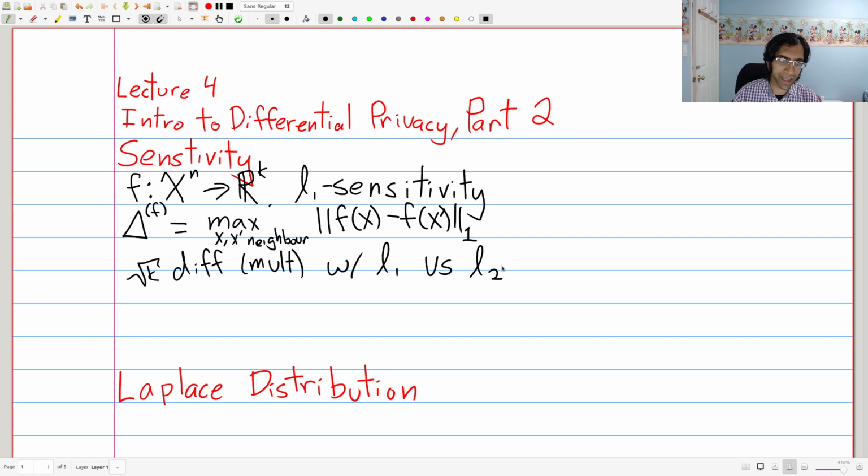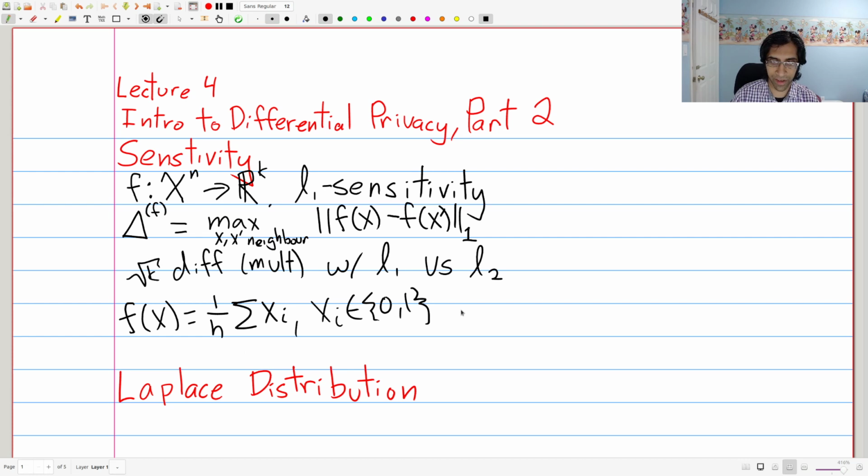So as a running example, we're going to use for now the function f. This is the same one we used in the last lecture. So we'll use the function which is just the average of a set of bits. Imagine we're just averaging these bits where xi is in 0 or 1. And the question is, what is the sensitivity of f?